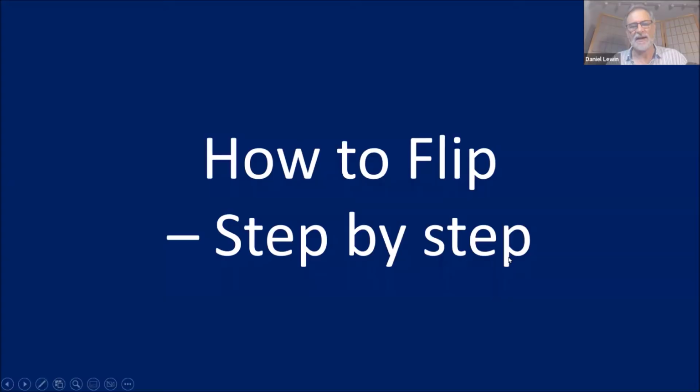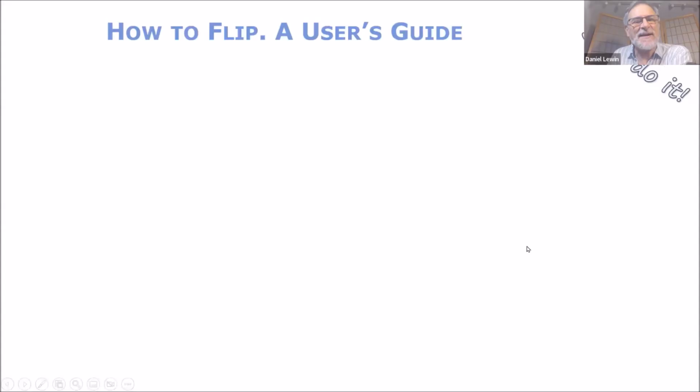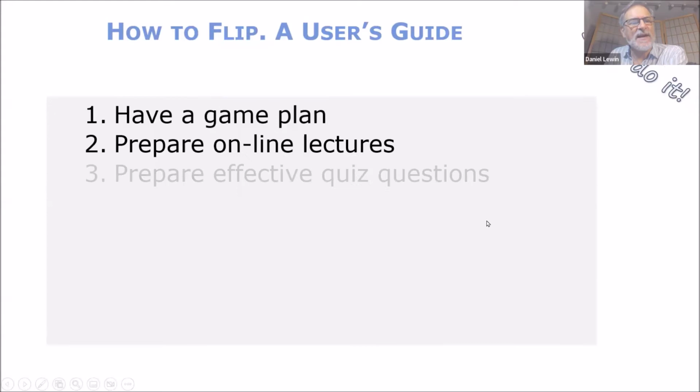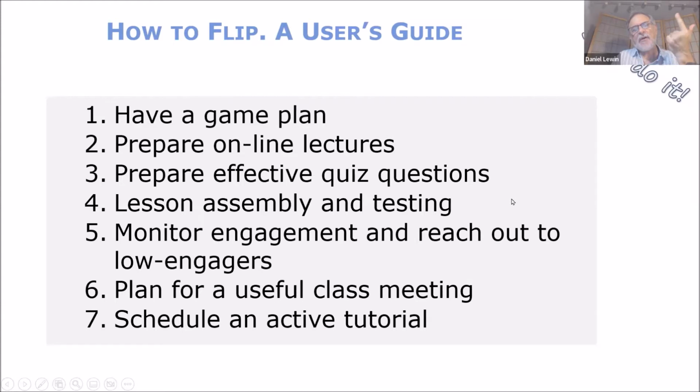Now, I was asked to describe how it's done. So here's my guide to flipping step by step. So here's my overall view. There are 7 things to worry about. You need to have a game plan. You need to prepare online lectures. You need to prepare effective quiz questions associated with those online lectures. You need to assemble them and test these lessons before you expose them to the students.